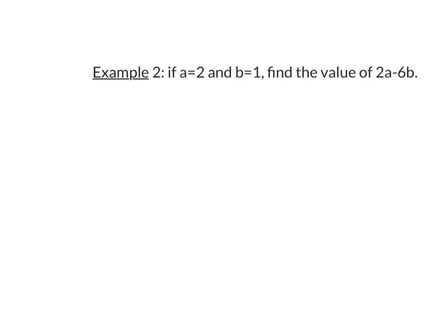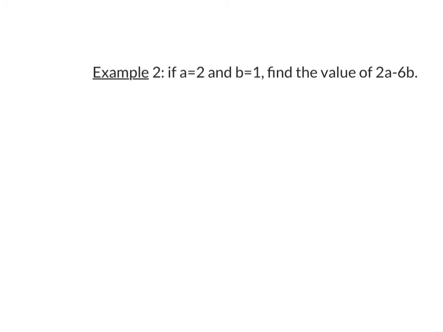So we'll look at the second example now. This example says if a is equal to 2 and b is equal to 1, find the value of 2a minus 6b. The difference in this question is that we now have two variables. We have a and we have b. But everything else is going to still be exactly the same.